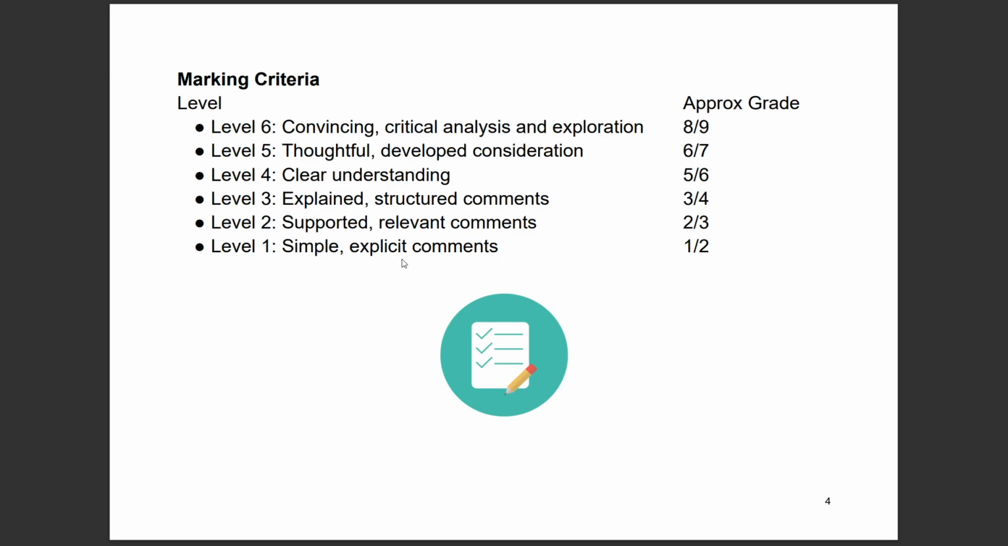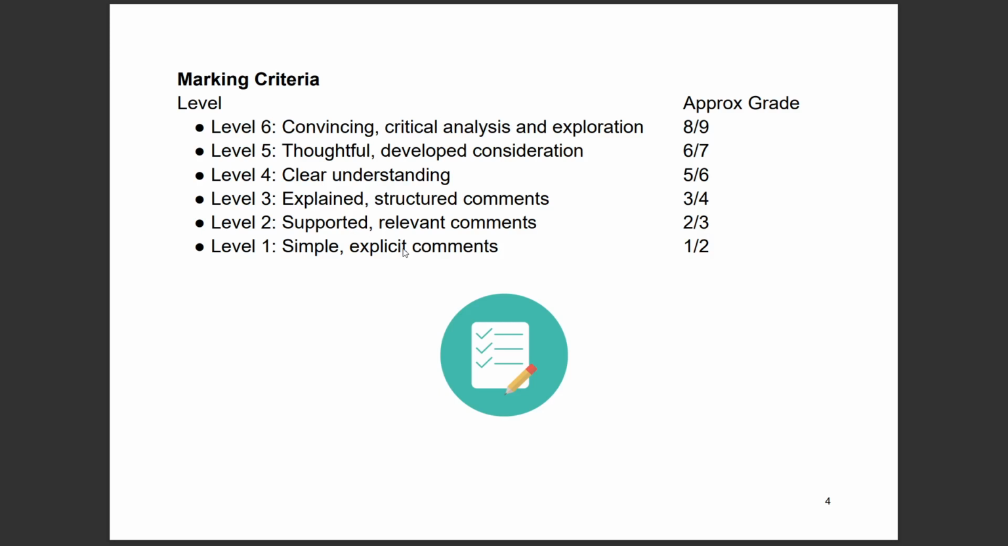So let's start with level one. Simple, explicit comments. So that should be fairly self-explanatory, but you don't want that because all you're going to get is a grade 1 or 2. So this means 1 or 2, not half. Supported relevant comments. Now here you're getting there, especially at the top end. If you get a grade 3, now grade 3 is not a bad grade actually. It means that you are almost there. You're almost on the passing grade, but you just need to do a bit more.